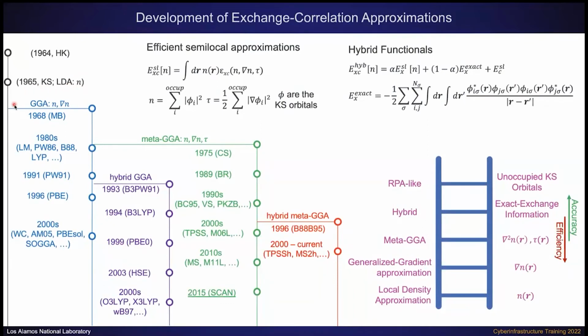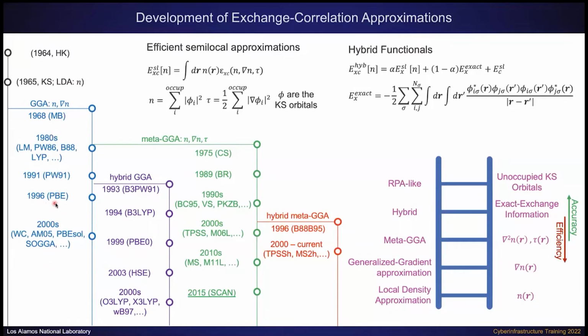Then people said, well, the density itself has some sort of modulation. And so maybe a better description is to take into account also its derivative or its gradient. And so people came up with what's called the generalized gradient approximation, which now includes two pieces of information. One is the density itself, and then also its gradient or its variation in space, because it gives you semi-local information about how it's varying. And this then gave way, of course, to many different functionals.